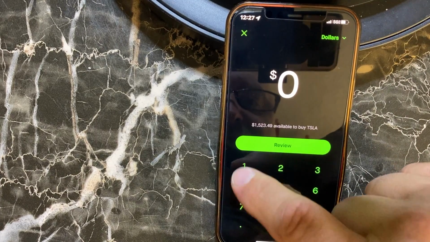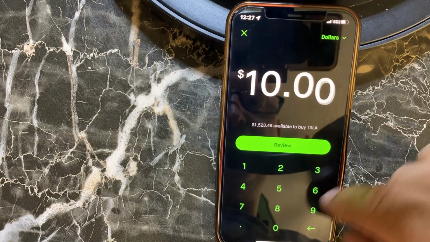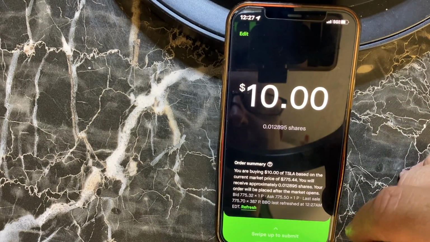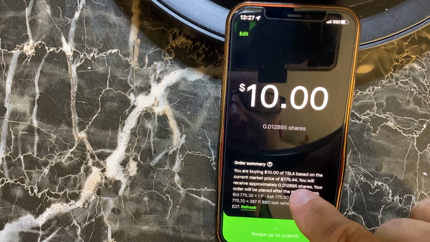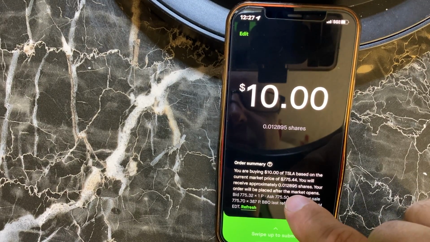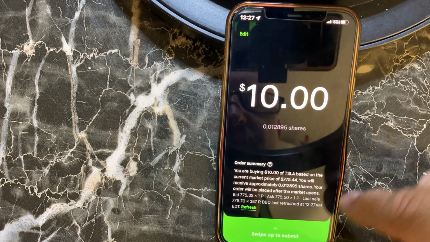So let's just put 100. Or actually, let's just put 10. It's not going to let me buy it because it's after hours. $10, review. And then you're buying $10 worth of Tesla based on the current market price of $7.75. You'll be receiving approximately 0.012895 shares. Your order will be placed after the market opens.